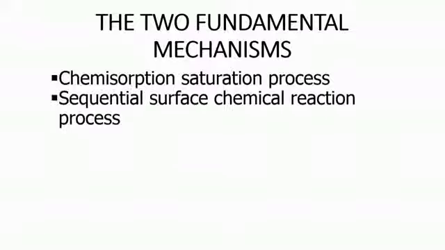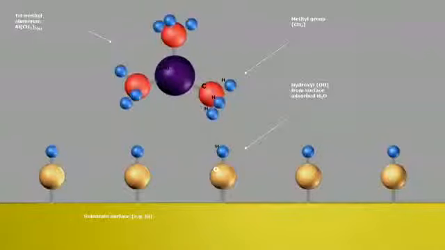So basically, these are the two fundamental mechanisms: the chemisorption saturation process, in which the first precursor gas saturates the entire first layer, and then the sequential surface chemical reaction process. Let's take an example of the ALD cycle for aluminium oxide, Al2O3. We have our trimethyl aluminium, the first precursor gas, introduced into the reaction chamber.